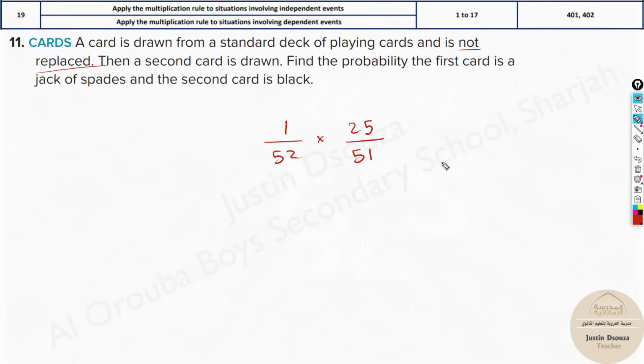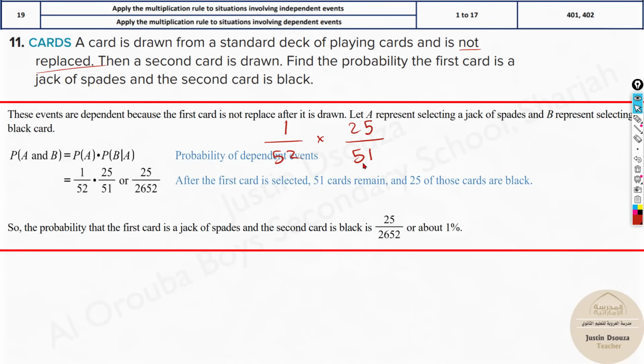Why? Because there are a total of 26 black cards, yes, but already one card, the Jack of Spades, was removed and not replaced. So it's 1 by 52 into 25 by 51. That would be the answer. So it's 1%.